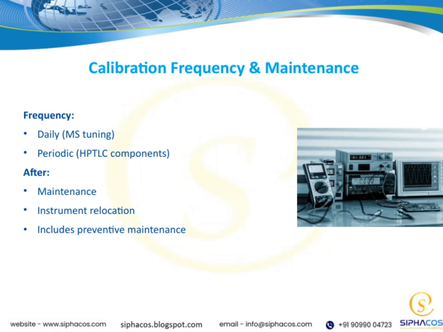After calibration, there are additional maintenance steps to consider. This includes maintenance after relocating the instrument, which helps prevent any issues caused by movement or handling. Also, this is the time to perform preventive maintenance, things like cleaning, inspecting, and replacing worn parts, to keep everything running smoothly. Overall, sticking to these calibration and maintenance schedules is key to ensuring the reliability and accuracy of our analytical results, supporting the integrity of our work throughout the entire process.